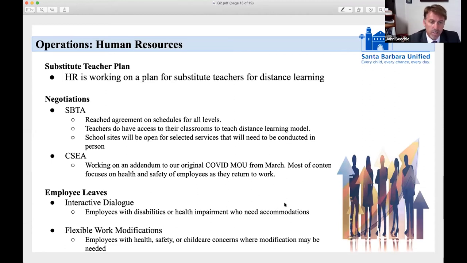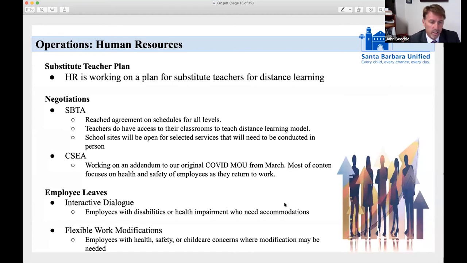As far as negotiations, there are some bullet points there, but I'll share with you that I'm really impressed with the work that happened in negotiations. I'm appreciative of SBTA and CSEA, whose teams, made up of teachers and classified staff, really stayed focused while we were dealing with getting language around the health and safety of employees. They stayed focused with us on the needs of our students and families and our overarching goal, as an organization, of serving those needs. And we did reach a tentative agreement today with CSEA. So I'll be bringing forward to the next board meeting a tentative agreement for your review and approval.